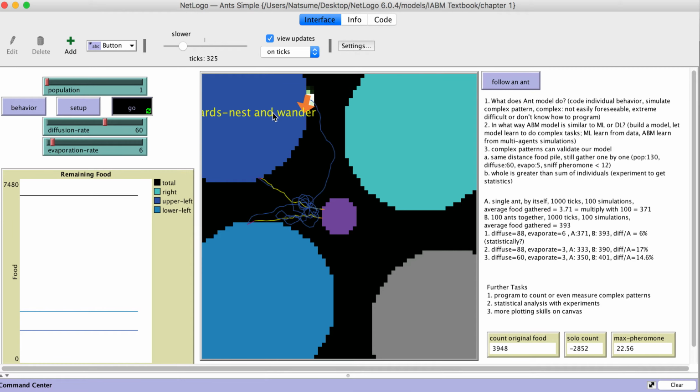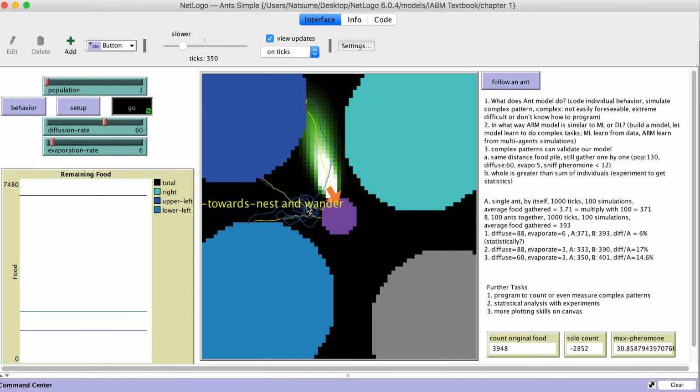Okay, once he finds food, we see food. So that's the second action. And then once he has the food, the ant will carry the food to the nest. And then we send the ant out to look for food again. So basically we can say every single ant has these 3 actions.